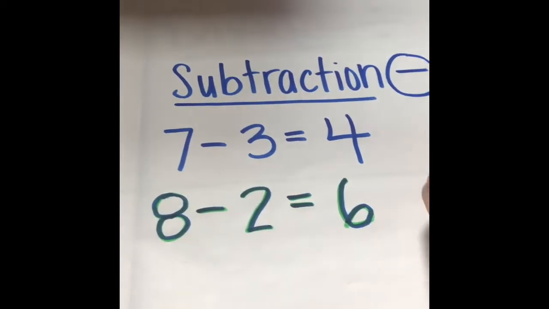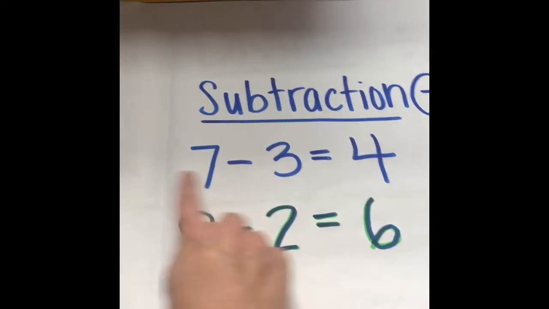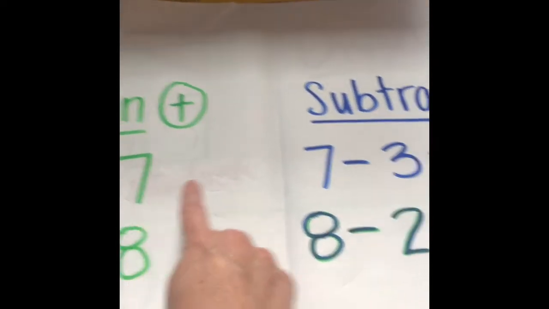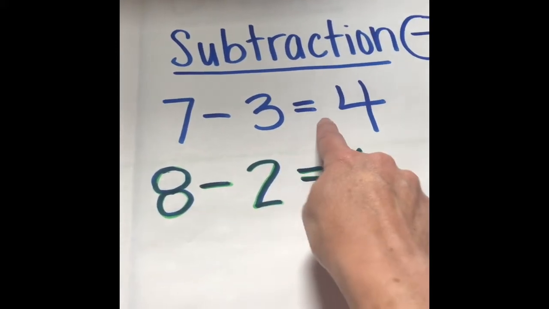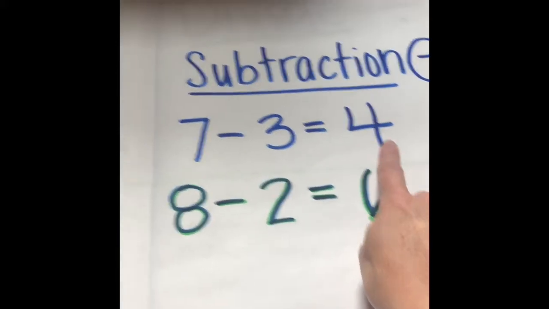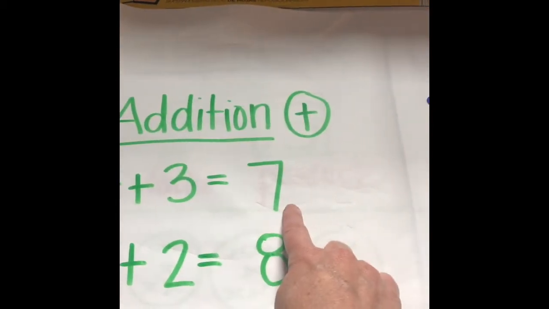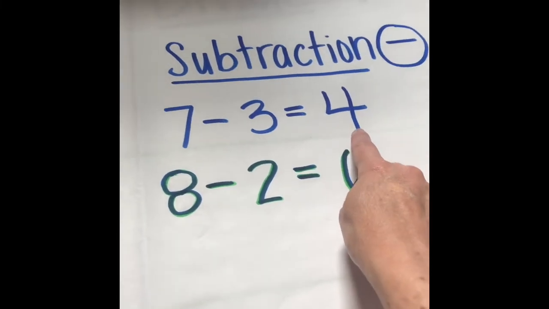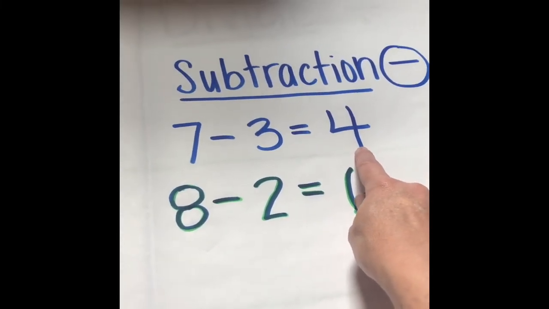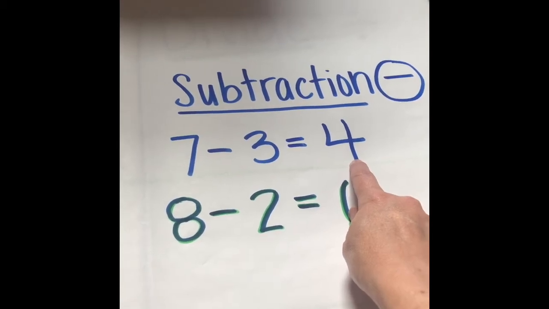So in subtraction, where I'm taking away or using the minus sign, I would take that number, 7, my sum, and I could take away, subtract 3, and that would equal 4. So we can see a relationship between 4 plus 3 equals 7, and 7 minus 3 equals 4. You might even remember something called a fact family, where you would write both of these equations.